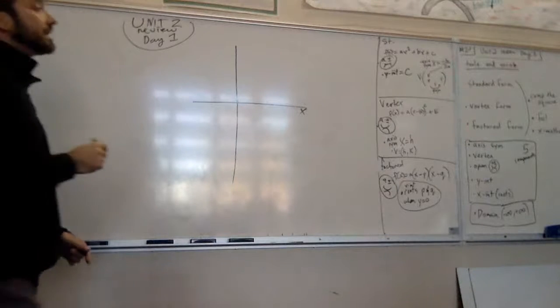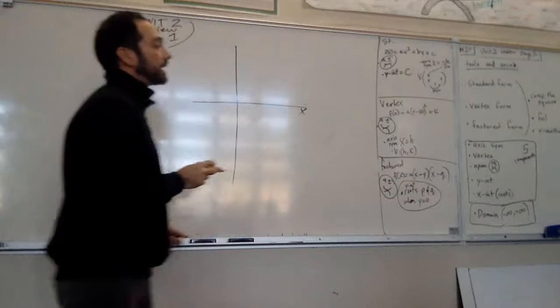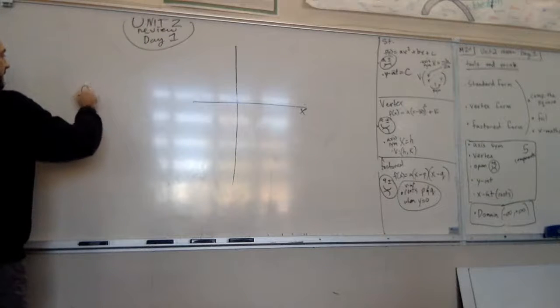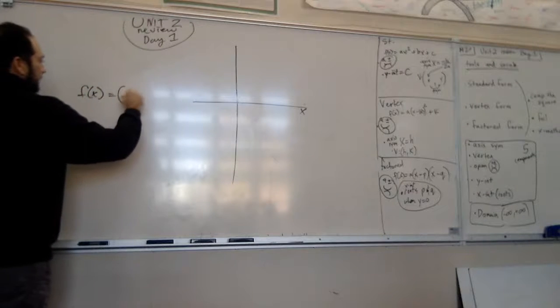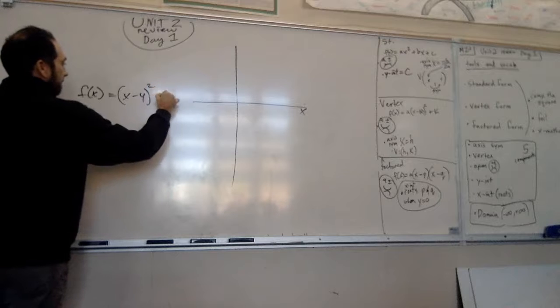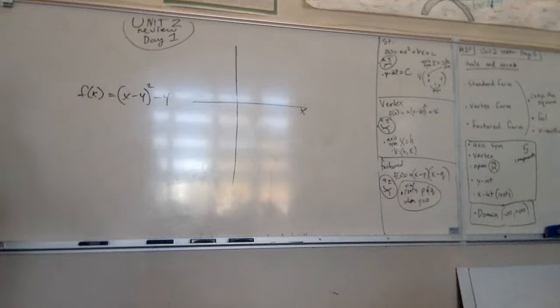Okay, let's try one then. All right, we have f of x is equal to the quantity x minus 4 squared minus 4. We're going to graph this all the way out. First off, what form are we in? Vertex. So that gives you a hint.